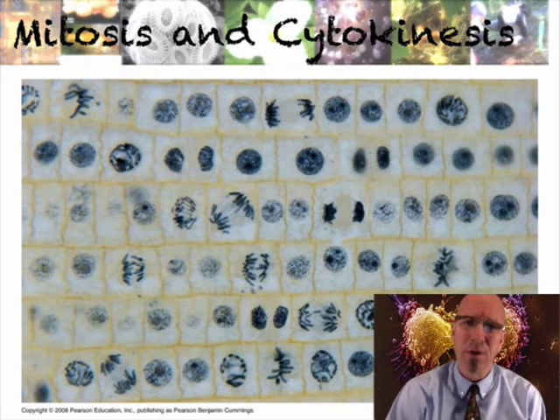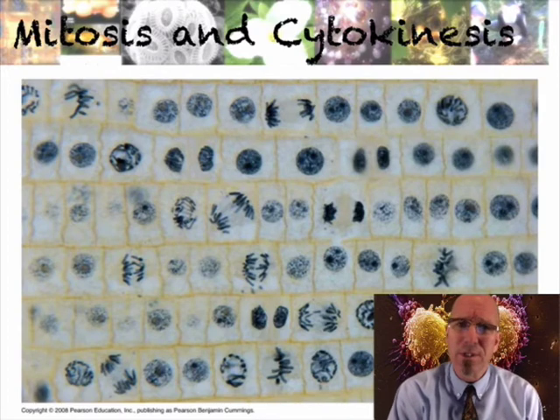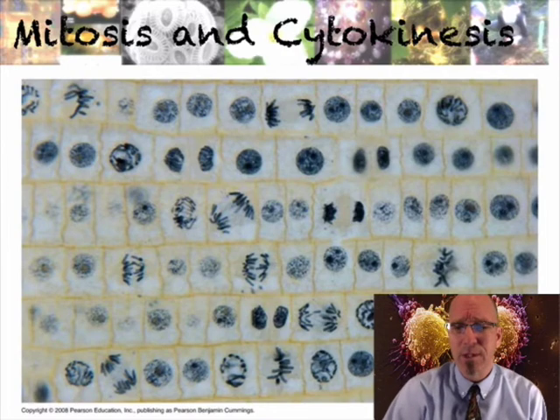Look at this. This is a picture of an onion root tip. And look at all these different cells, and there are different parts. Can you find prophase? Can you find an anaphase cell or metaphase? You should be able to do that. And that's one of the things you're going to be working towards. So prophase, metaphase, anaphase, and telophase.